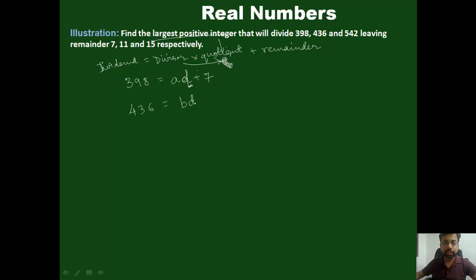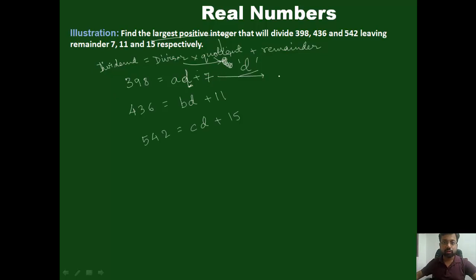For the second number it's b into d plus 11. The quotient here could be anything, it may not be equal to a, so we have written it as b. And for the third number it's 542 is equal to c into d plus 15. This is what is given, and we have to find the value of d. D is the largest positive integer such that when 398 is divided by it you get 7 as remainder, when 436 is divided by it you get 11 as remainder, and when 542 is divided by it you get 15 as remainder.